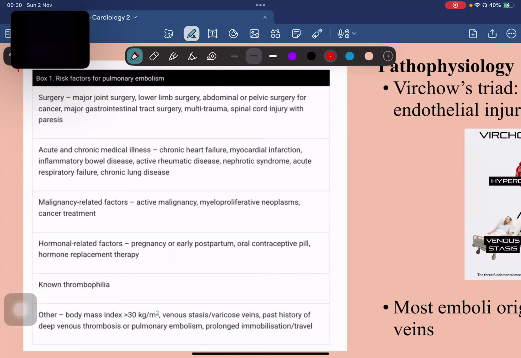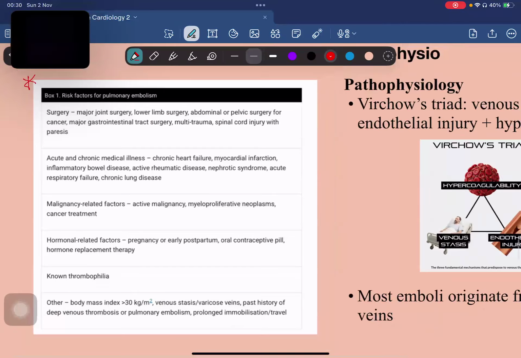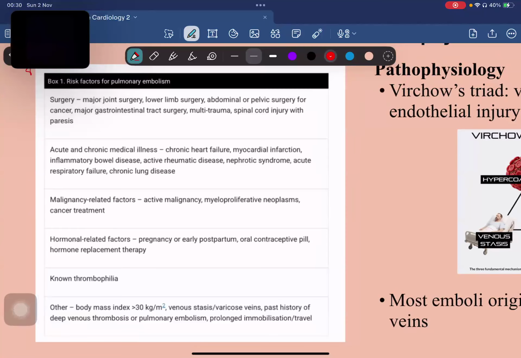And apart from that, we also have malignancy related factors. We would put active malignancy as a risk, myeloproliferative neoplasms, or if the patient is on any cancer treatment, that could also be risky. And then we have hormonal related factors like pregnancy or early postpartum, or using oral contraceptive pills, or if the patient is on hormonal replacement therapy, that's again a risk factor. And then if the patient has known thrombophilia, that comes under risk factors as well.